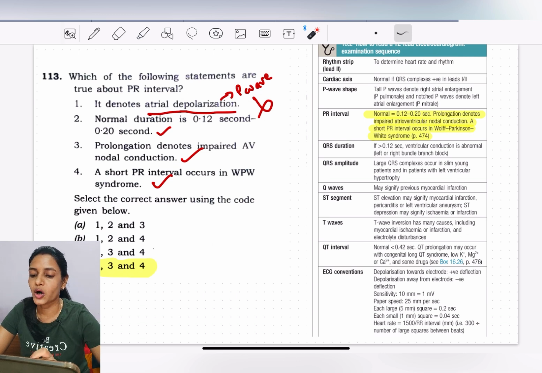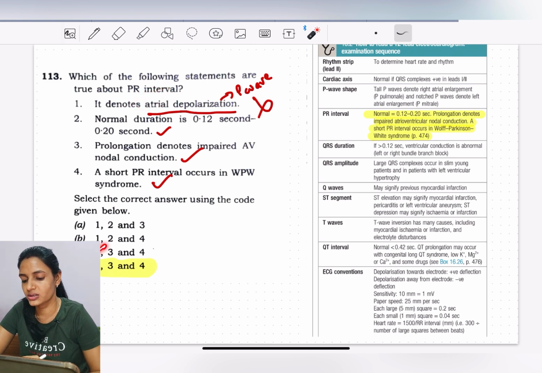Next they are talking about statements regarding the PR interval. So the normal PR interval is 0.12 to 0.20 second, and its prolongation denotes impaired atrioventricular nodal conduction, and a short PR interval occurs in Wolff-Parkinson-White syndrome. So the last two are true. Why is the first wrong? Because atrial depolarization is denoted by the P wave, not the PR interval.